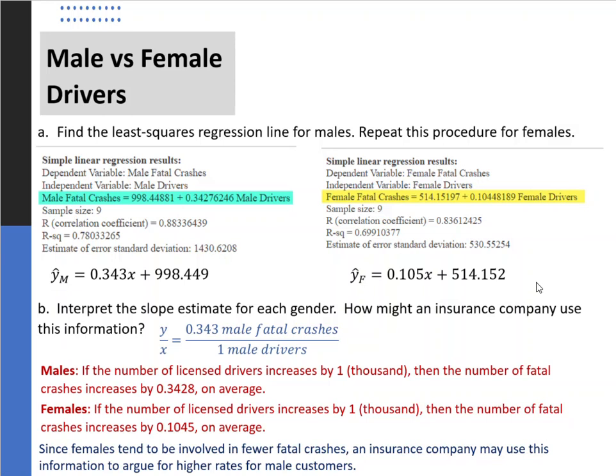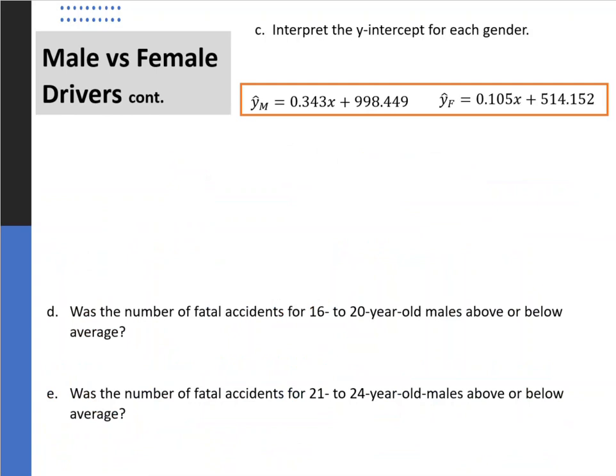So, since females tend to be involved in fewer fatal crashes, an insurance company may use this information to argue for higher rates by gender, so for males. Now let's look at interpreting the y-intercept for each of these genders.